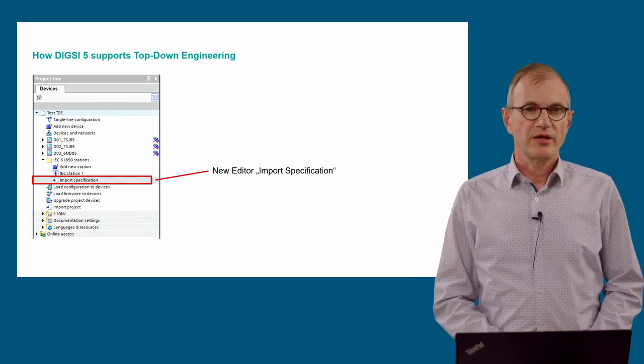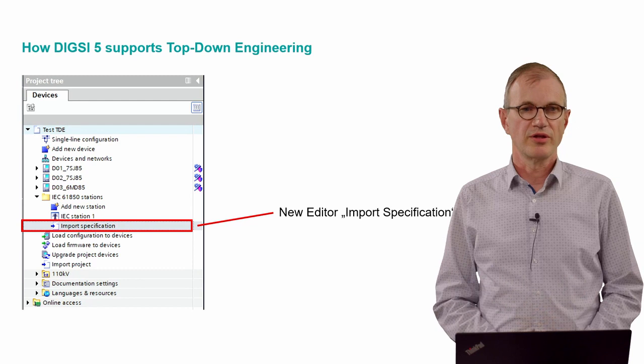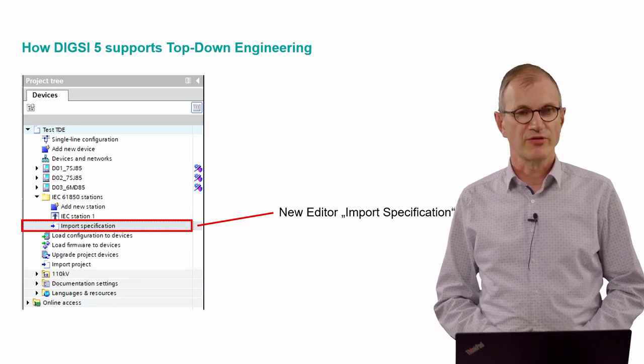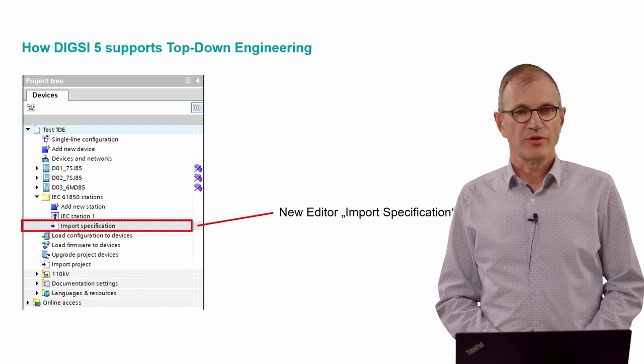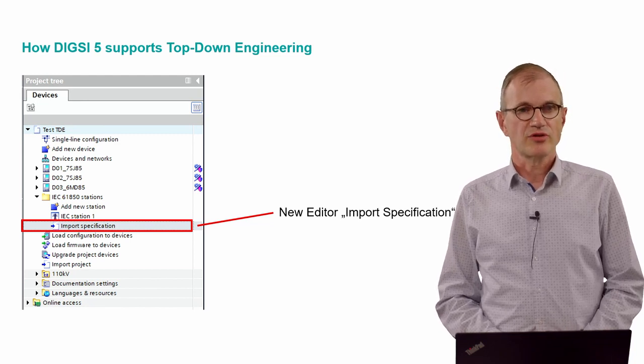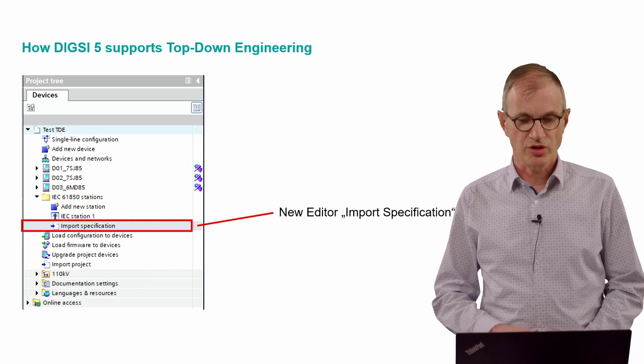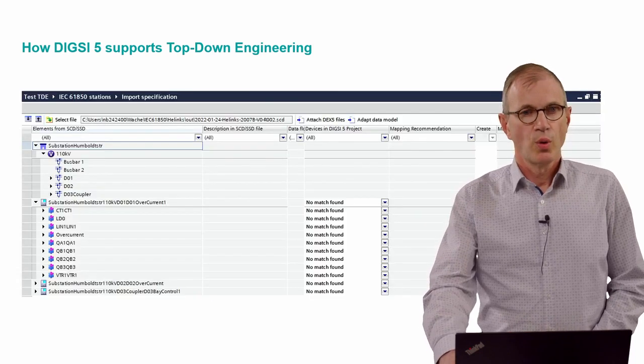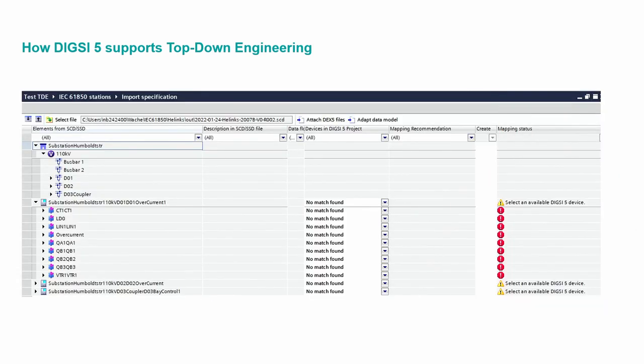So to enter this, we have a new entry in the project navigation tree. It can be found under the IEC 61850 station entry, and it's called Import Specification Editor. When you click on this, you get a view something like this. Here I've already selected a file so that you can see something.